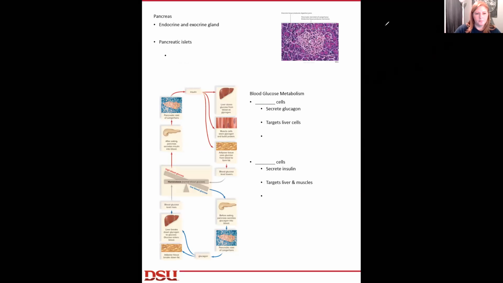Look at the pancreas. So the pancreas is interesting because it is both an endocrine and an exocrine gland. We'll look a little bit about what that means here in just a second. There's something called pancreatic islets, and these are the cells that secrete hormones in the pancreas. So this is a little slide of endocrine tissue, and it's showing the islet of Langerhans, or these little secreting cells.